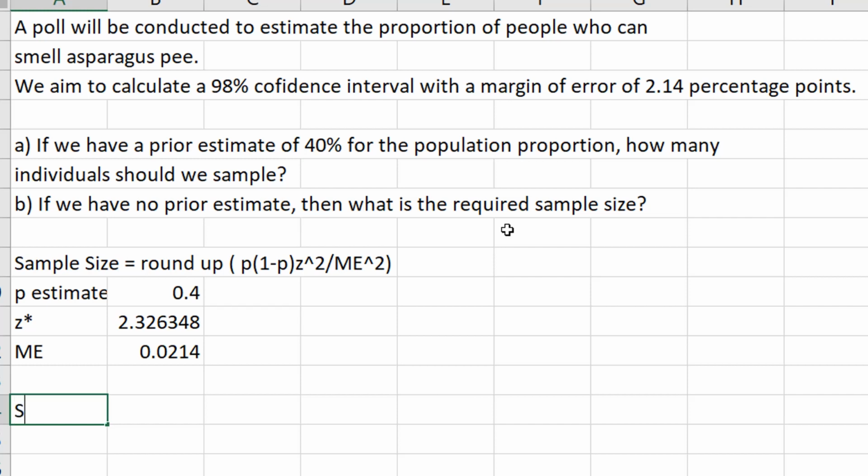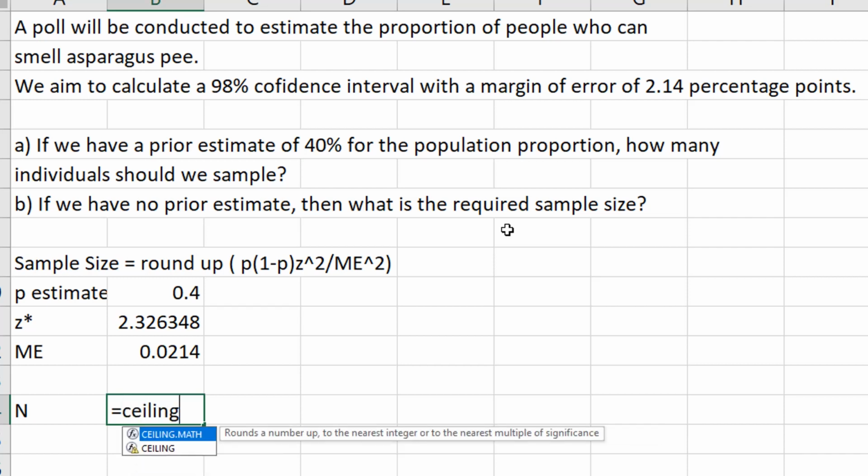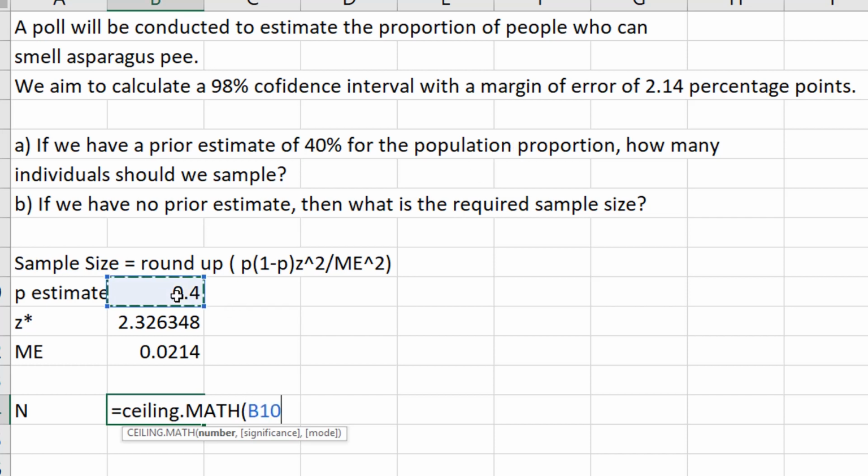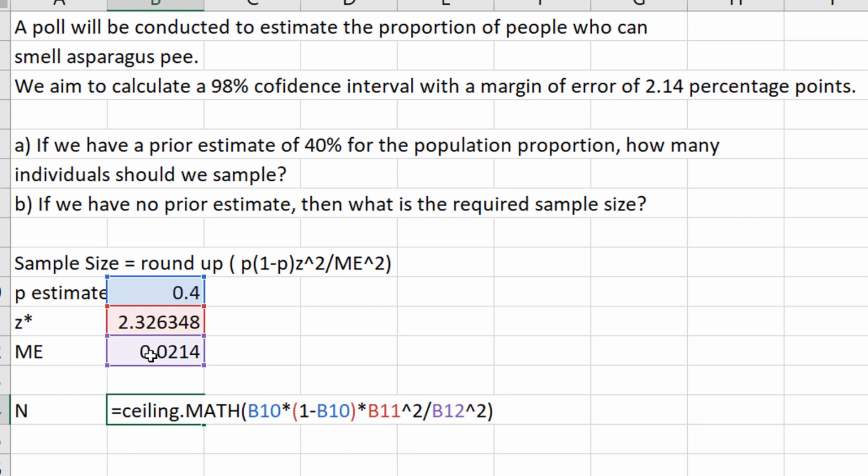So my sample size that we need is going to be, I'm going to use the ceiling.math function, and that'll round up. So it's going to be p times 1 minus p times z star squared divided by my margin of error squared. That's going to be my answer.